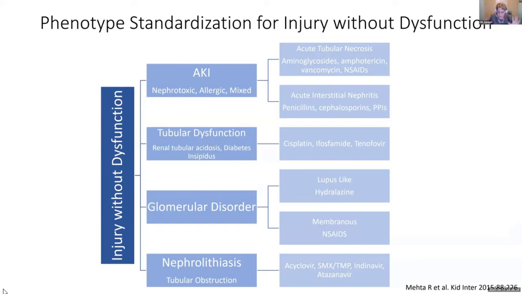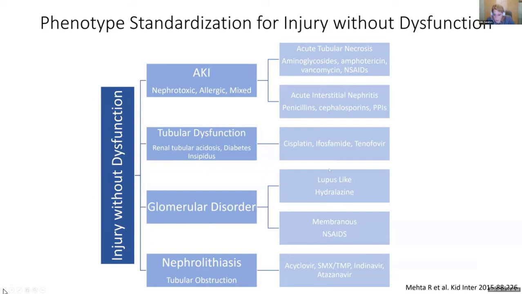Yeah, so I think it's interesting, and I do think we need to learn more about that, and we're very interested in the topic that you've just raised. So we were talking about tubular dysfunction. We're talking about glomerular disease, which can be from a lupus-like reaction, which can be hydralazine. Membranous disease, NSAIDs. So kind of interesting because NSAIDs are here, but I've also mentioned them up here with regards to some type of ATN. In actuality, they should be in the AIN category as well.